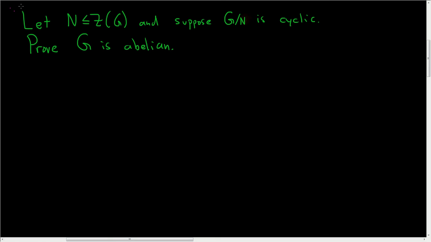So in this problem, we have N, a subgroup of the center of G, and we're assuming that the quotient group G mod N is cyclic. We have to prove that G is abelian. Let's go through it very, very carefully. So, proof.